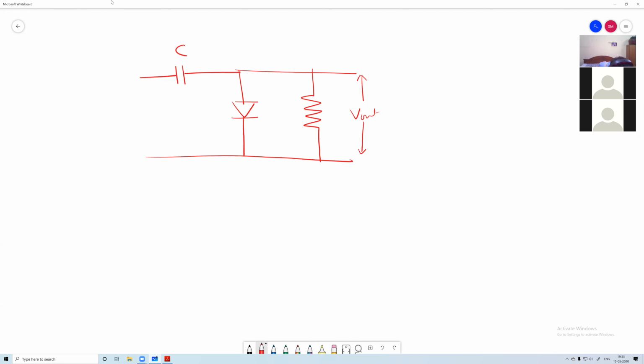This is silicon or ideal? Okay, later assume it is silicon. No problem, you can have it both ways. This is a square wave, plus minus 10 volt. Okay. So this is our circuit.